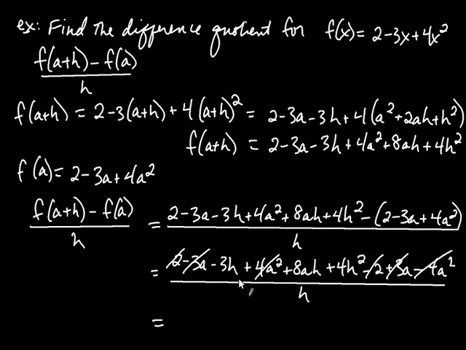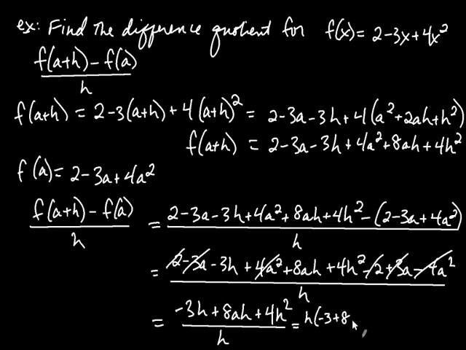And we'll see what's left. The negative 3h, the plus 8ah. Anything else? Yeah, the plus 4h squared. All that's in the numerator, and then don't forget, you still have this h in the denominator there. Now, what we can do is factor an h out of that numerator, and then cancel it with the h down here. So this will be h times negative 3 plus 8a plus 4h, all divided by that h, and then those cancel, right?